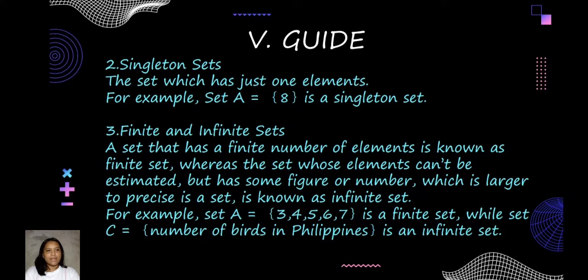Set C equals open curly bracket number of birds in the Philippines close curly bracket is an infinite set, whereas there is an approximate number of birds in the Philippines, but the actual number cannot be expressed as a number. The number could be very large and counting all of them is not possible.